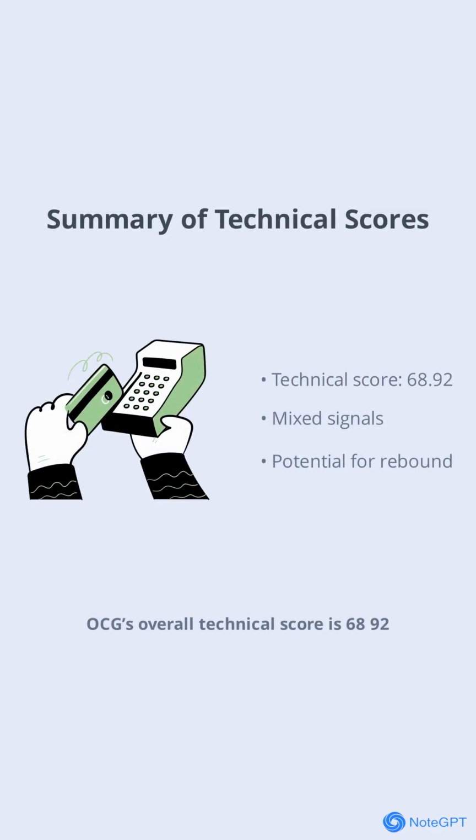OCG's overall technical score is 68.92, which is moderately positive despite the severe price drop. This suggests that from a purely technical perspective, there may be some underlying strengths or potential for a technical rebound. However, the momentum score is negative, and cumulative RSI is deeply in the red, reflecting ongoing selling pressure. It's a mixed picture with some signals pointing to possible stabilization and others warning of continued weakness.